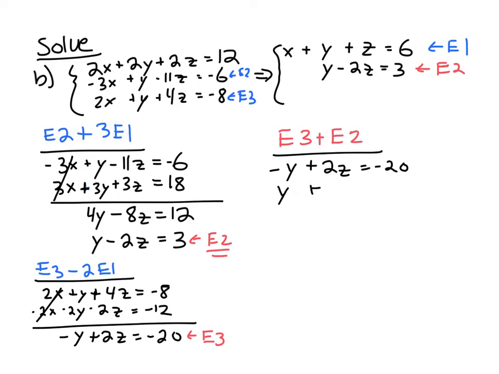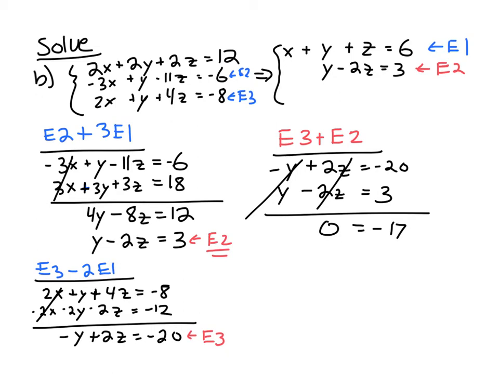minus 2z equals 3, so I'm looking here at this equation 2, our current equation 2. Alright, these cancel. So do these. Okay, so then what do we end up having? We have 0 equals negative 17, which is not a true statement. Okay, false. 0 does not equal negative 17.